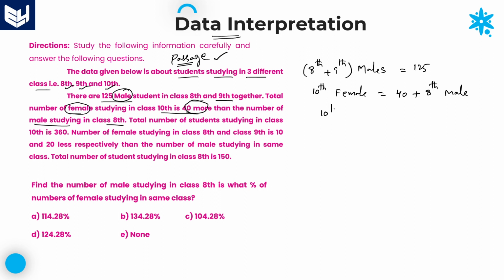And next, the total number of students studying in class 10th is equal to 360. Class 10th total 360. And next, the number of females studying in class 8 and 9 is 10 and 20 less respectively than the number of males studying in the same class.